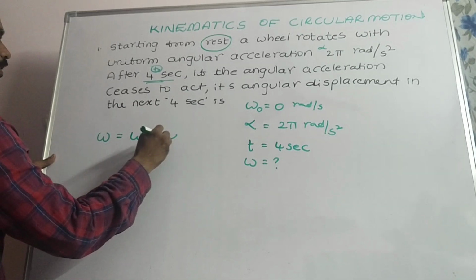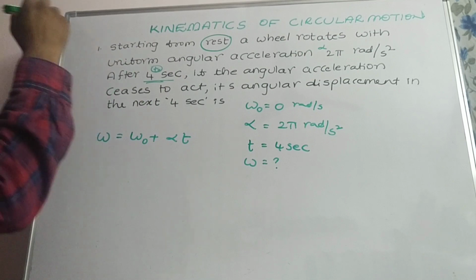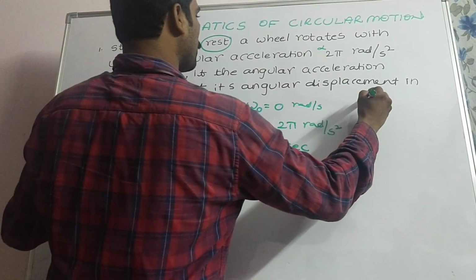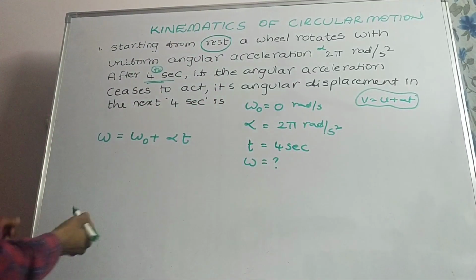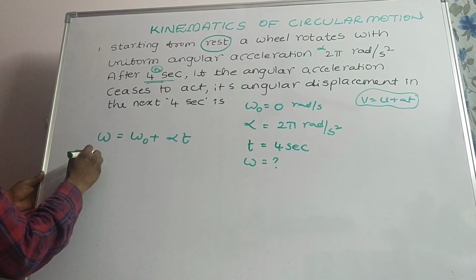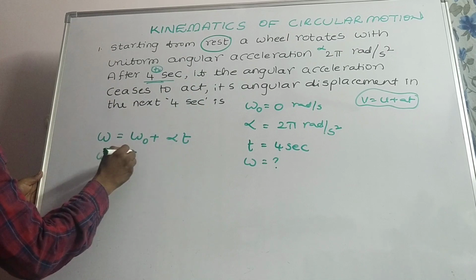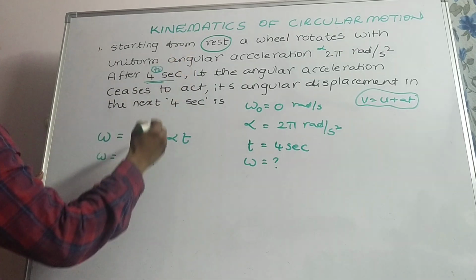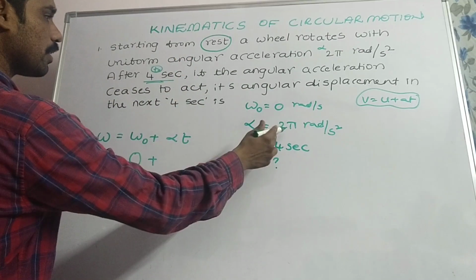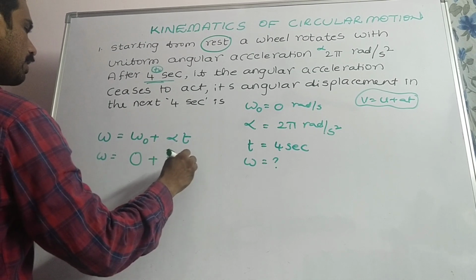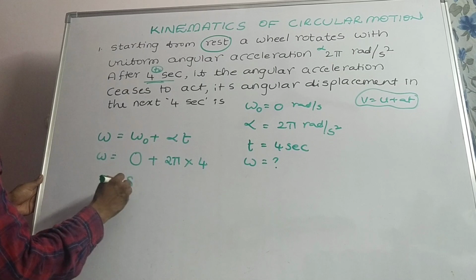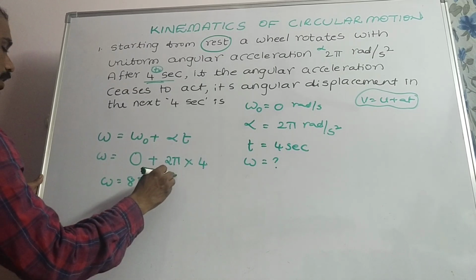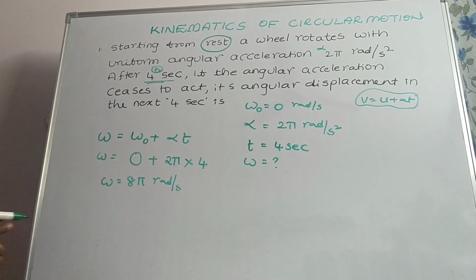That is omega is equal to omega naught plus alpha t. As in linear motion we have v equal to u plus at, that is the equation we are using. So omega is equal to initial value 0 plus alpha, given as 2 pi radian per second square, into time taken 4. So omega is equal to 8 pi radian per second.